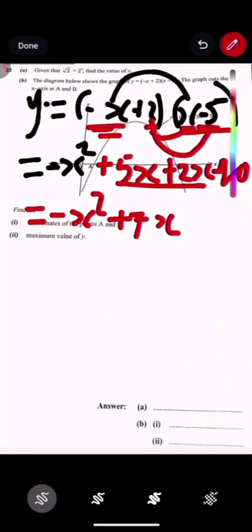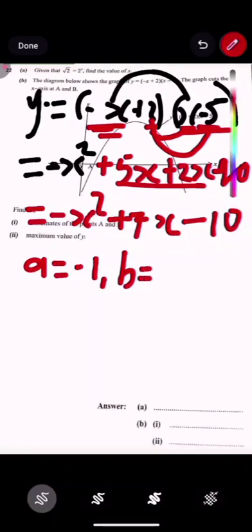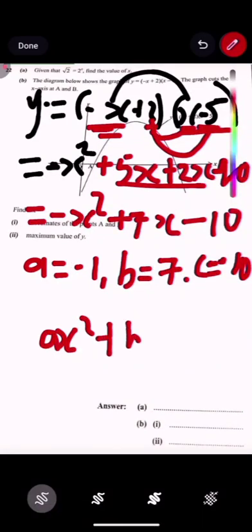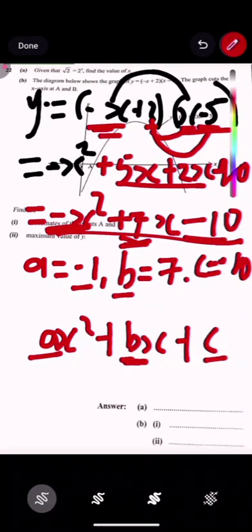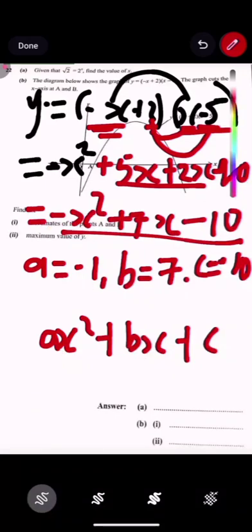Minus 10. Okay, so here your A is -1, your B is 7, your C is -10, right? Remember, the standard equation is ax squared plus bx plus c. So if you compare with this, your A is the coefficient of x squared, which is -1. Your B is the coefficient of the term in the middle, which is 7. Your C is the last number, -10, right? So that's our A, our B, and our C.